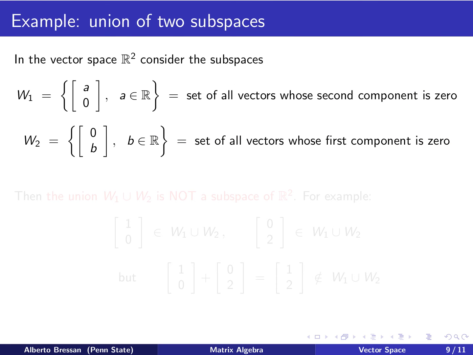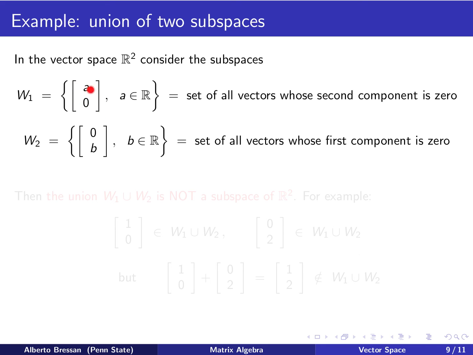We now take an example of a union of two subspaces, and let's see what happens. So in the vector space R2, we now consider two subspaces. One is W1. Okay, so a little bit of a notation. We write it like this. So this means it's a set of vectors like this. The second element is 0.